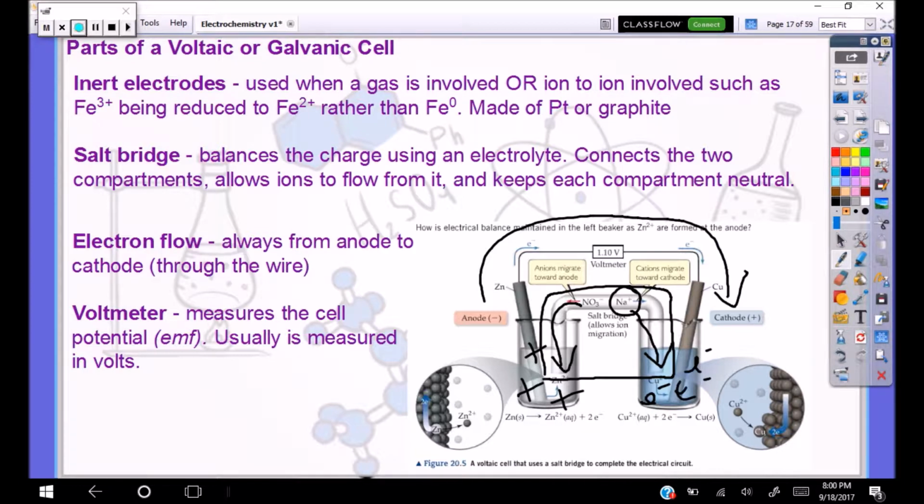You also see up here we have a voltmeter. We'll talk more about voltmeters in a little bit. This measures your cell potential. Here I'm going to refer to it as EMF, which is the electromotive force, and it's usually measured in volts. Go into that in a little bit more shortly.